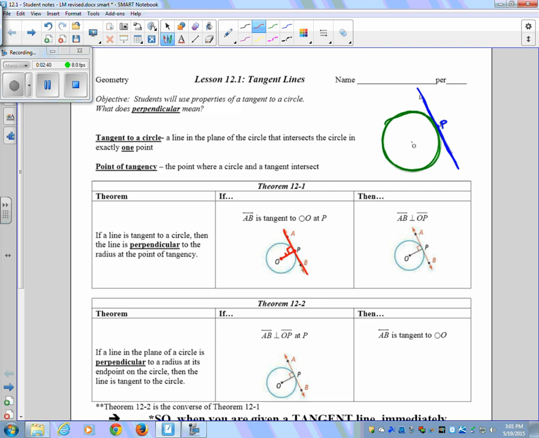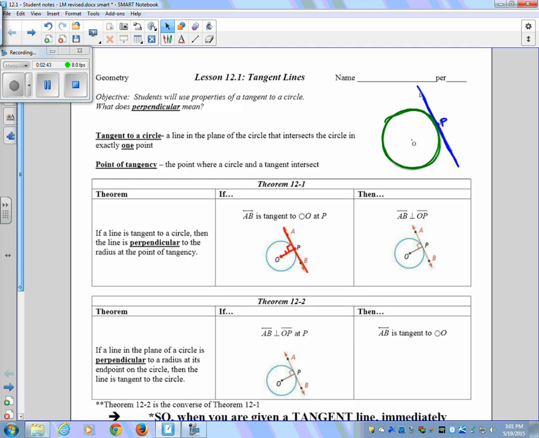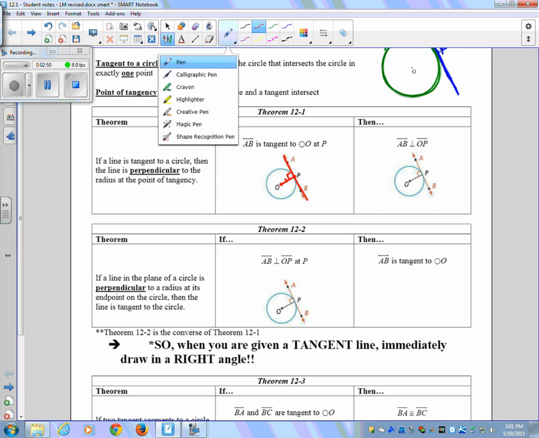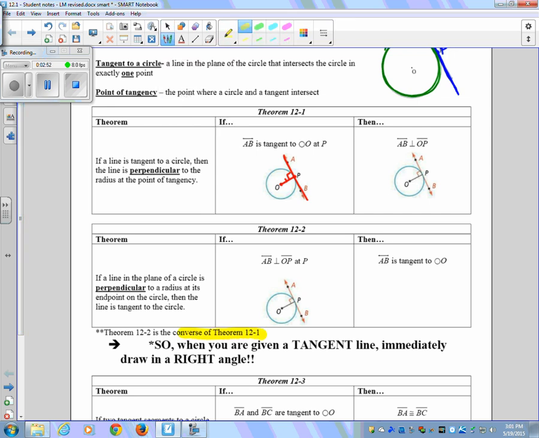The converse of this is also true. So the second theorem is just the converse of the first one. It says if you have a line that is perpendicular to a radius with an endpoint on the circle, then the line is tangent to the circle.